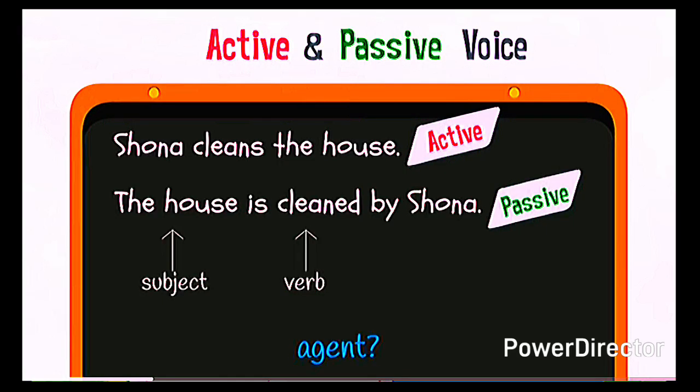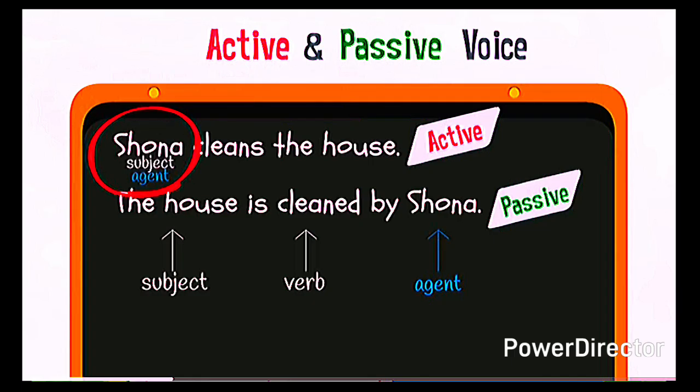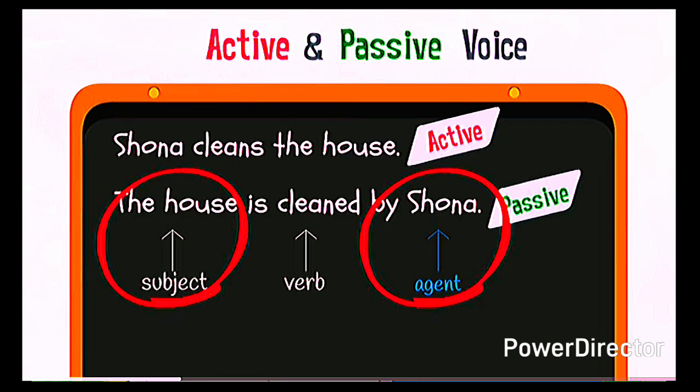Now see if you can find the agent. Remember, the agent is the person or thing that performs the action. That's right, the agent is Shona. In the first sentence, the subject and the agent were the same. In passive voice, the subject and the agent are different.